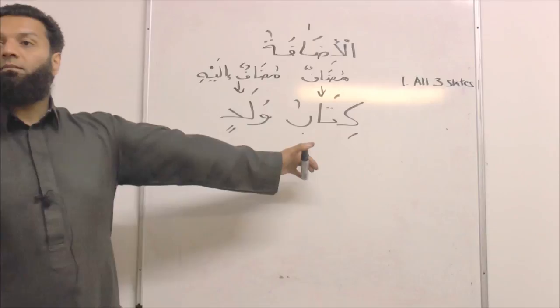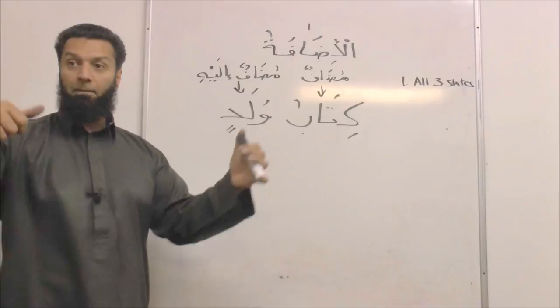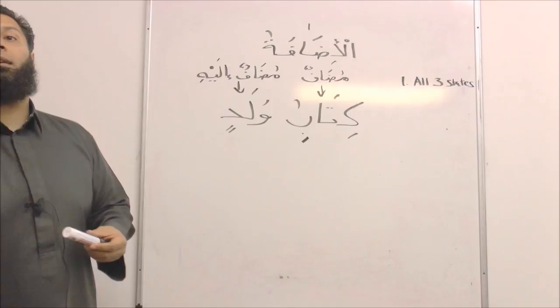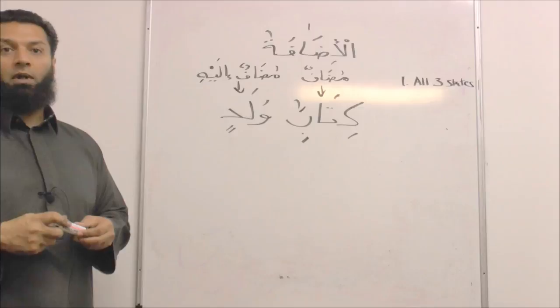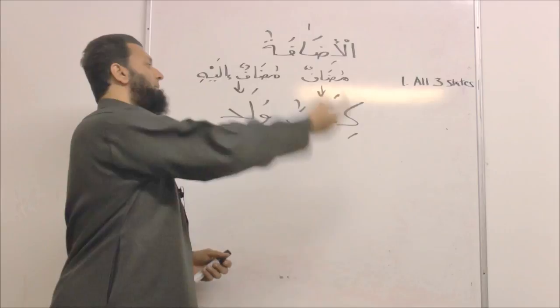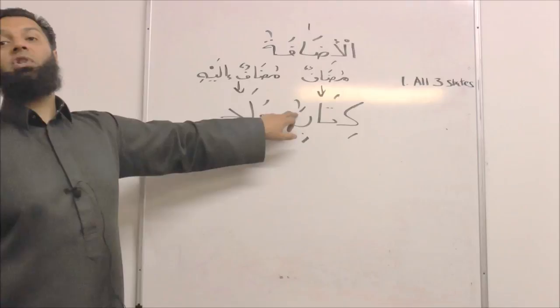Kitabu, so it can be kitabu as it is. It can be kitabi with a kasra, and it can be kitaba with a fatha. Right? So when we say it can be in all three states, what we mean is it can be marfu'un with a dhamma. Right? Because it's better to say it can be marfu'un rather than saying it can have a dhamma. It can be mansubun with a fatha, and it can be majrurun.